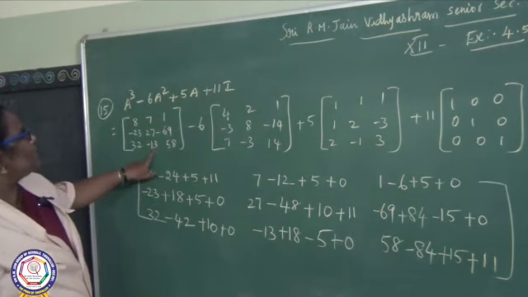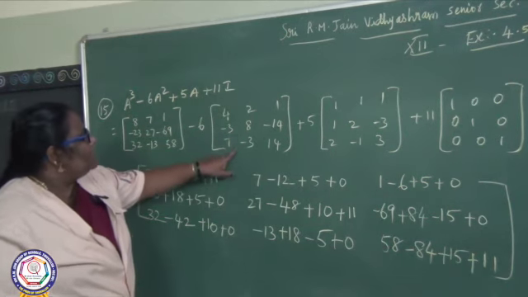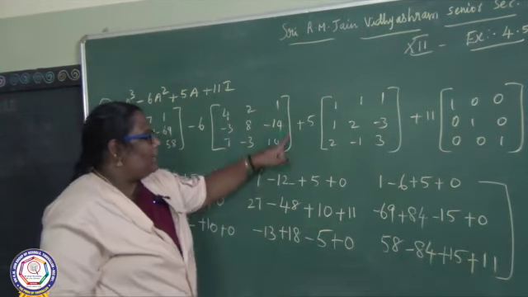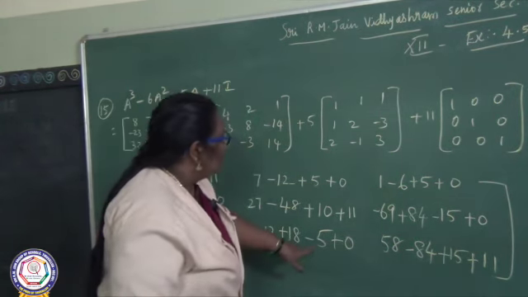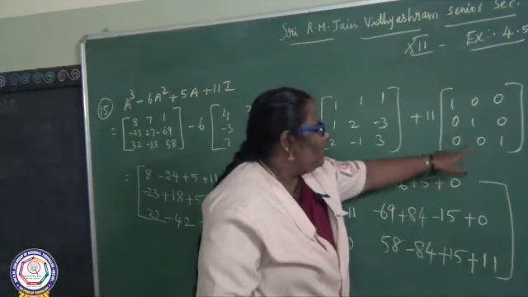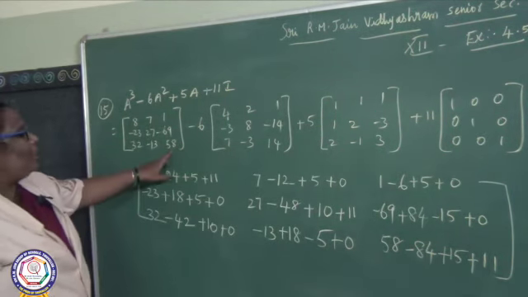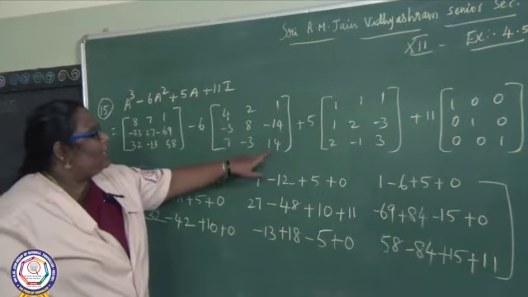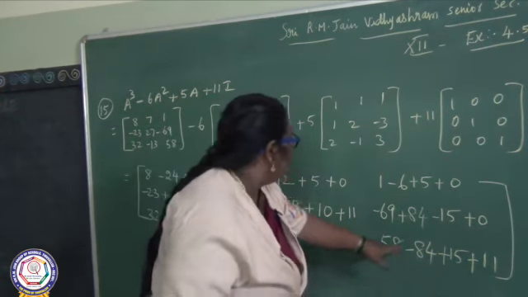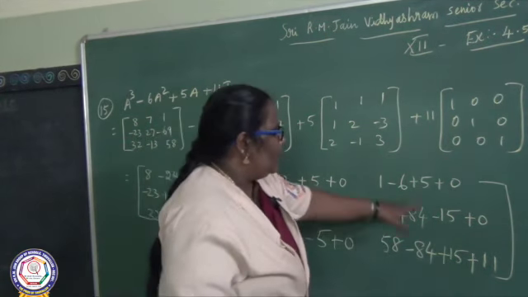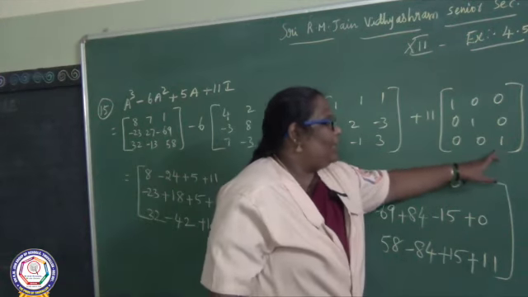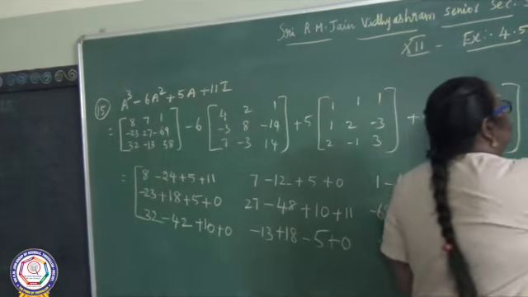Next, minus 13 plus minus 6 into minus 3 plus 18 plus 5 into minus 1 minus 5 plus 11 into 0, 0. Next, 58 minus 6 into 14 minus 84 plus 5 into 3, 15, plus 11 into 1, 1.